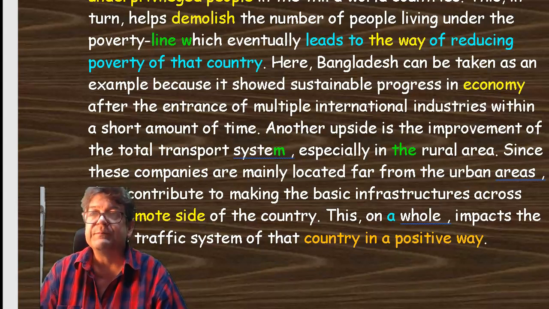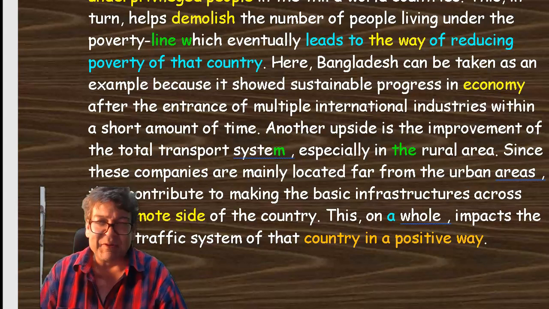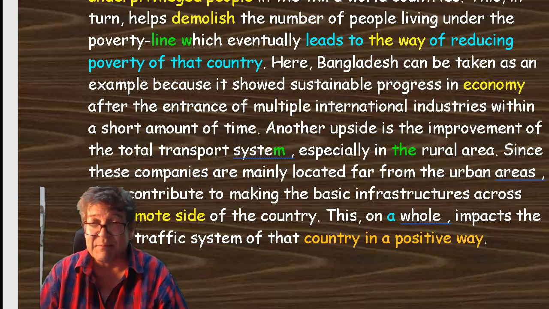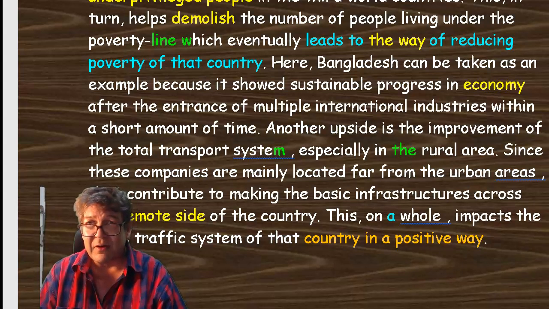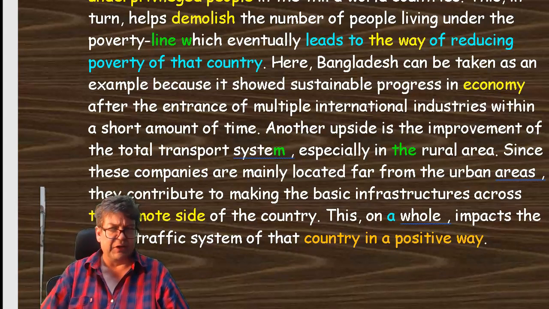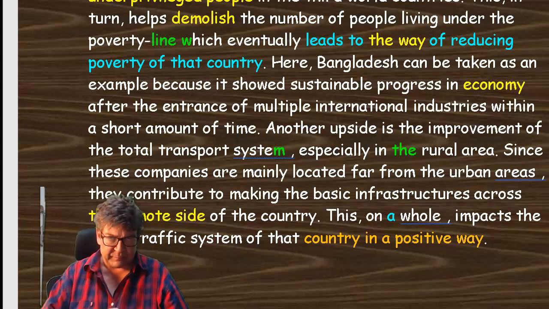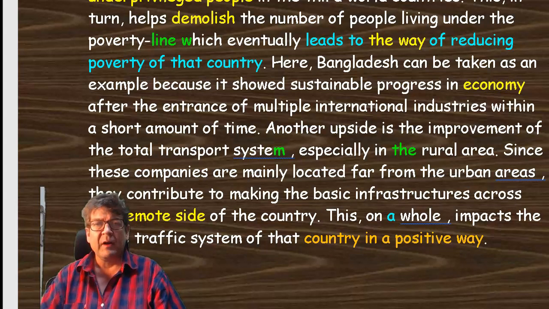Okay, that's your example. Another upside, another improvement, another upside is the improvement of the total transport system. And then you got a space, and then you put the comma. Now, I know that people think punctuation doesn't matter, but it does. It's the same as a misspelling. Especially in the rural area. Now, how many rural areas does Bangladesh have? I would suspect more than one. So you would want "in rural areas," plural. And since we're talking in general, you would not use "the."